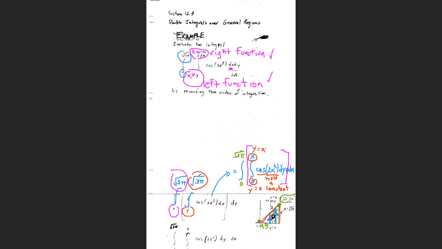And the antiderivative then of the inner integral would be, well, there's several ways to do it. You could do cosine of 2x squared times y and get the antiderivative. But let me show you on the next page how I did it.